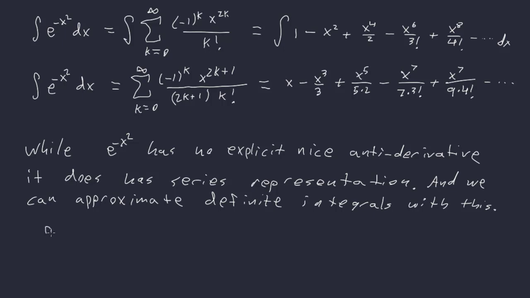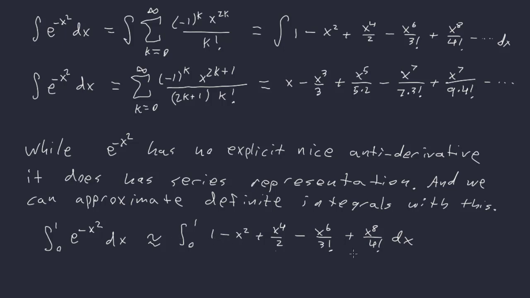Okay, so for example, the definite integral from 0 to 1 of e to the negative x squared dx will be approximately equal to the definite integral from 0 to 1 of 1 minus x squared plus x to the 4th over 2 minus x to the 6 over 3 factorial plus x to the 8 over 4 factorial dx. All right, so I just went out, used 5 terms here for my approximation. So notice I'm just saying it's approximately. I could get equals if I went out forever. Of course, that's not practical for actually getting a number out.